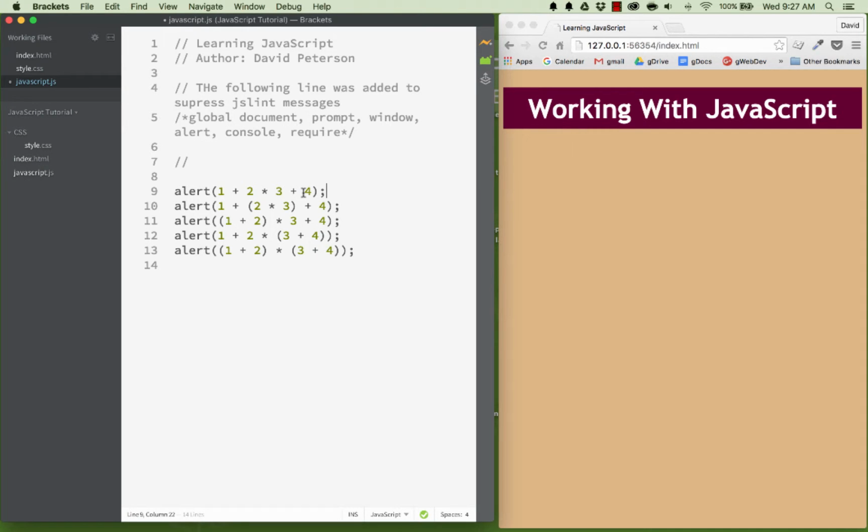Now, when you look at this formula on line 9, you understand that the first thing that JavaScript will do is multiply 2 times 3. That will be the priority. And so it'll be 1 plus 6 plus 4. And what we have on the second line is exactly the same thing, only we have included the parentheses.